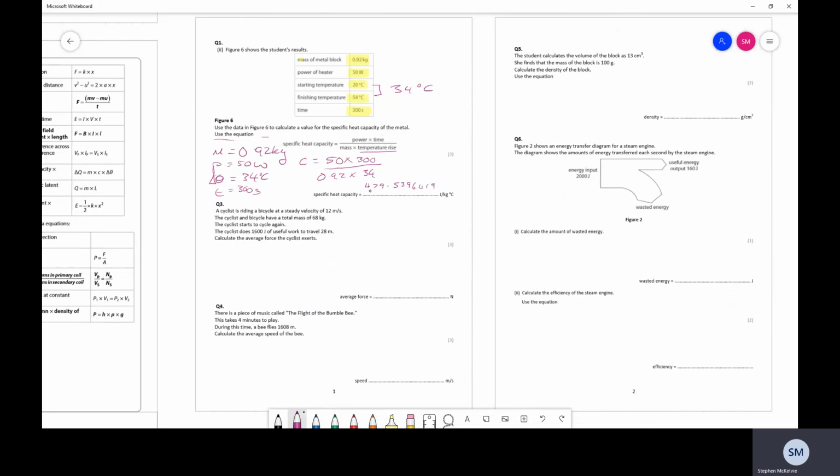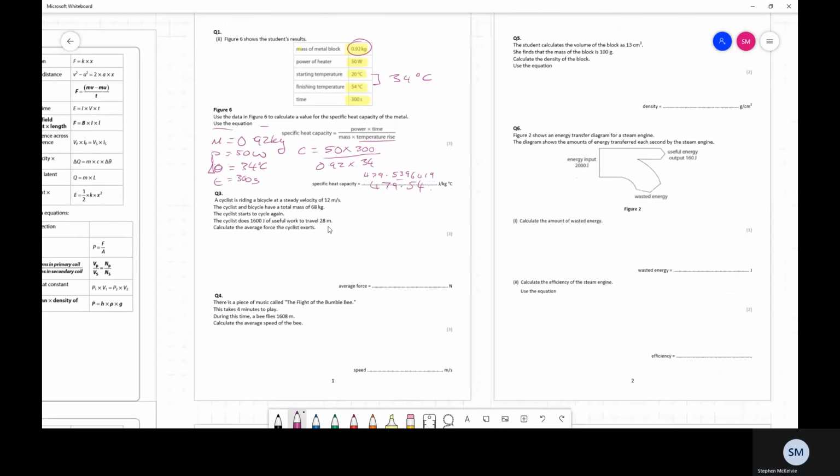479.5396419, and then I am going to round that down. So this is giving me 2 decimal points, so I'm going to give this in 2 decimal points. I write 479.54. Now, obviously, you lot are going to be able to do this a little bit neater. I'm going to struggle a little bit because I'm using a mouse.